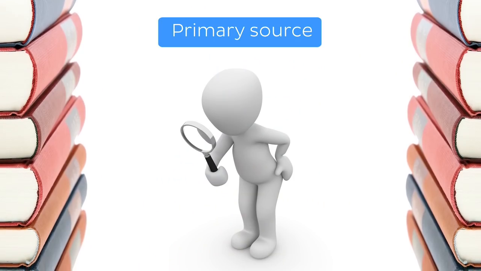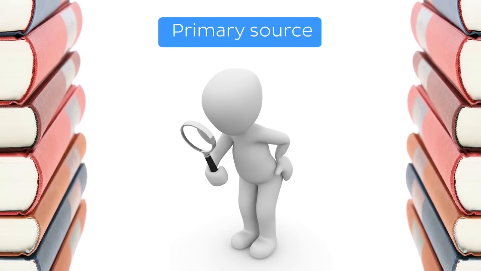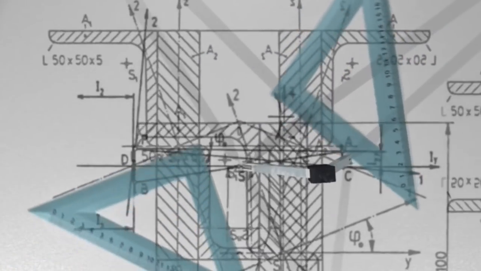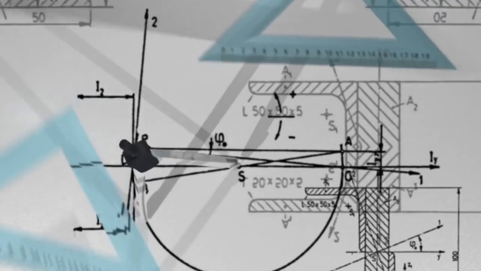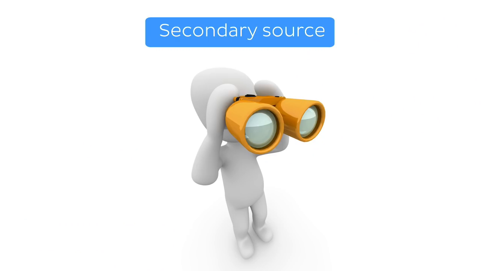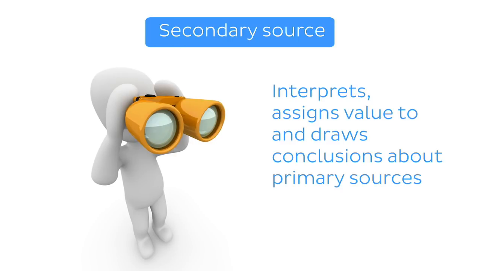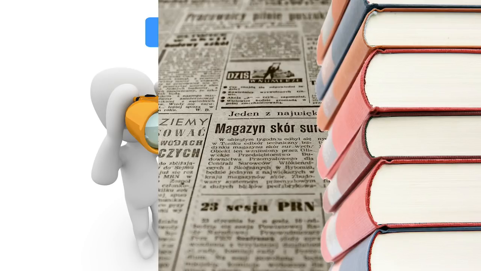A primary source provides direct or first-hand evidence about a topic by the person who investigated it. Essentially, it's the raw material of the research process. For example, a scientific paper documenting a researcher's experiment. A secondary source, on the other hand, interprets, assigns value to, and draws conclusions about the information presented within primary sources of information. This would include mediums such as books, newspaper articles, and critical reviews.